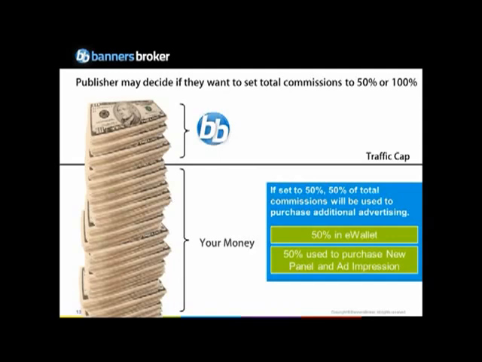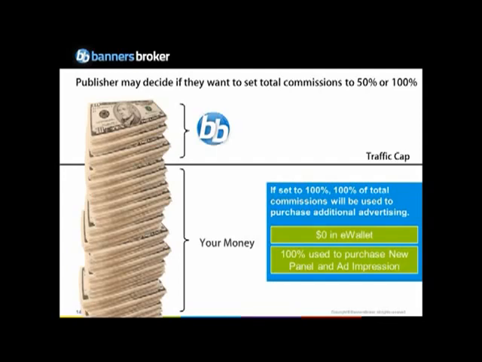I want to be very clear here: if you set your panel to 50%, that means 50% of the total commissions earned on these panels you are going to have in your e-wallet. The other 50% is going to buy you additional advertising. A lot of you have contacted support saying, my commission says $500, but my e-wallet says 0. I can't touch that money. Well, that means you set your panels to 50% or 100%.